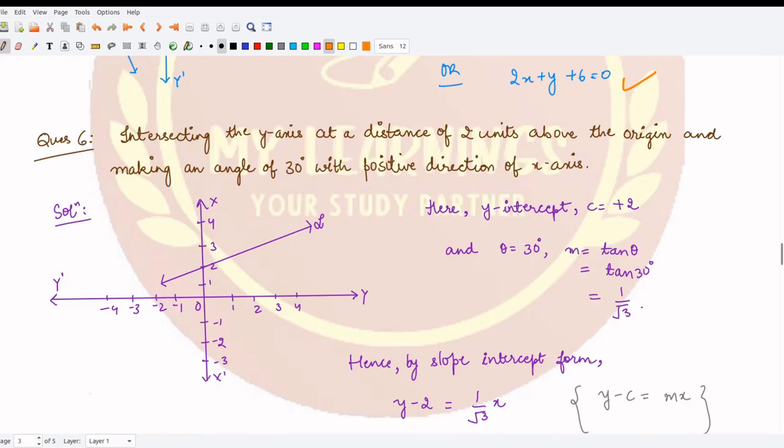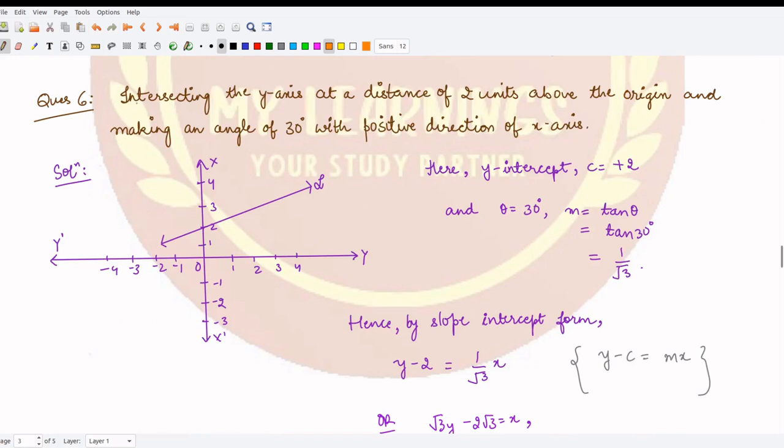It says that the line intersects the y-axis at a distance of 2 units above the origin. So that means your line cuts the y-axis at a distance of 2 units above origin, somewhere here, right, at the point (0, 2), and makes an angle of 30 degrees with the positive direction of the x-axis. What does it mean? It means that when you extend this line like this, if you measure the angle in the anti-clockwise direction, it measures as 30 degrees.